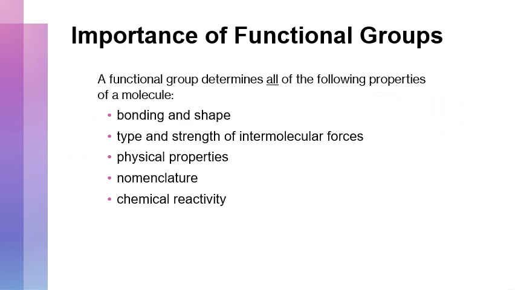So to summarize, what's the importance of functional group? The functional group determines all of the following properties. We have seen bonding and shape, and the type and strength of intermolecular forces, which I'm going to explain next, and physical properties and nomenclature and chemical reactivity. So all these are there. What we are going to do in this module is explain these two in detail, okay? And the other ones we will explain in the respective chapters for each functional group, okay?